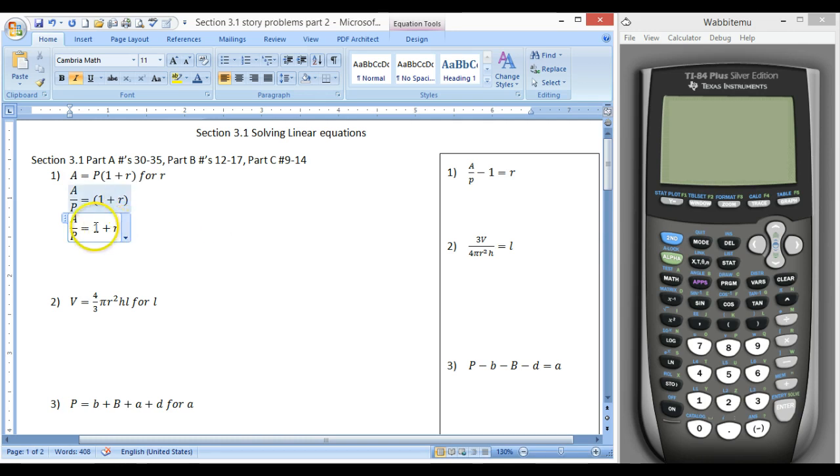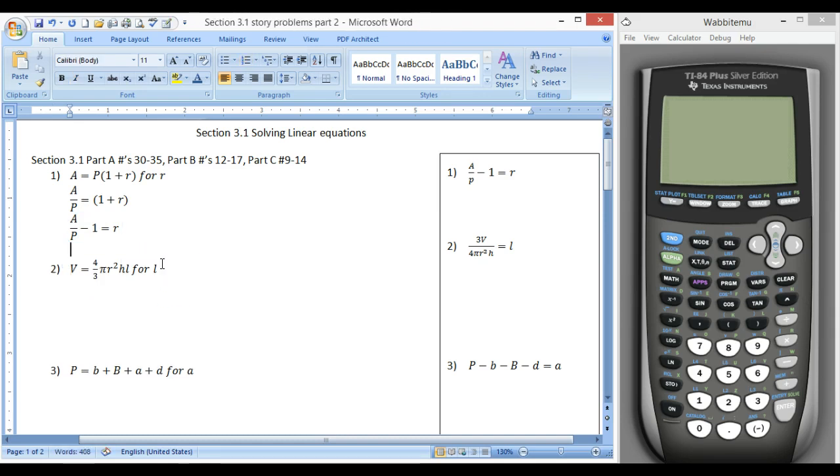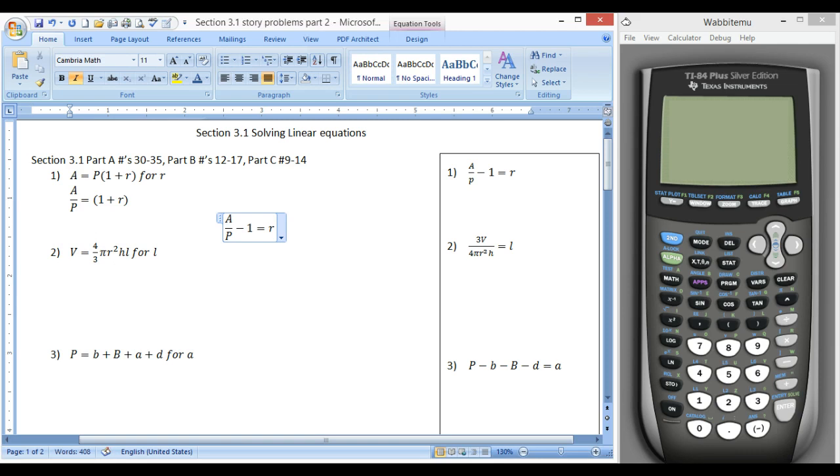Since I have this 1 being added, I'm going to get rid of it by subtracting it from both sides. If I subtract it from the right side, it cancels, and then I have to subtract it from the left to keep things balanced. And there we go. R is isolated, and there's my answer. And if I wanted to reverse that so that the r was on the left, since traditionally the variable that you're solving for is usually on the left, you could go ahead and do that, but this is fine.